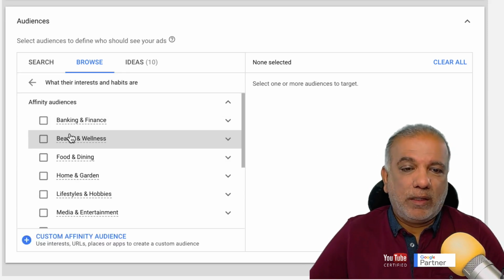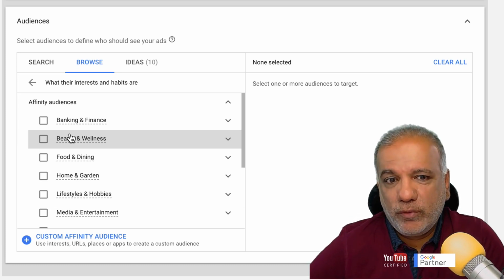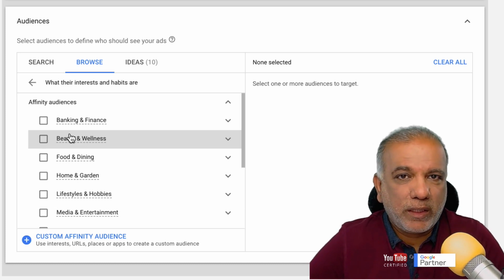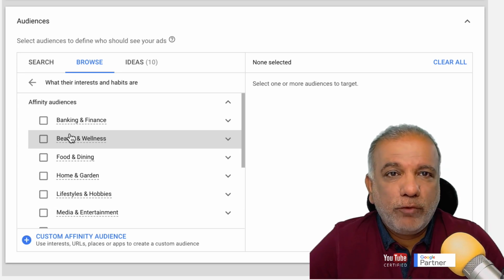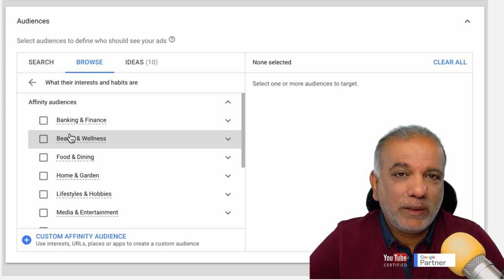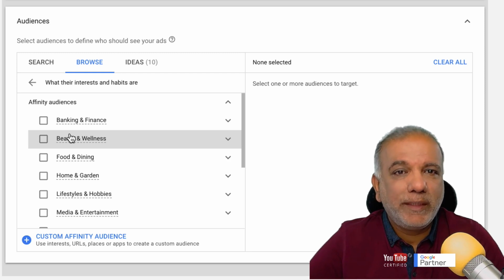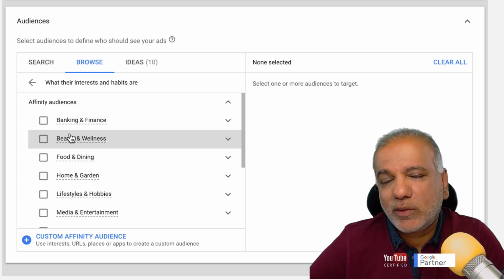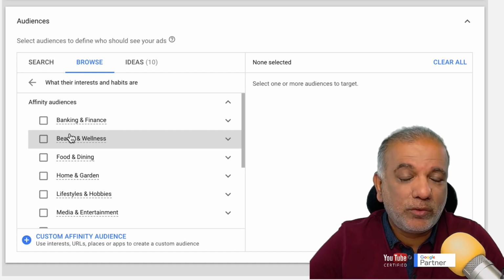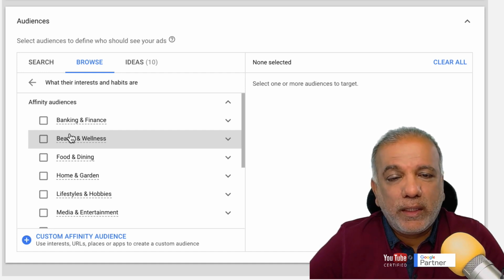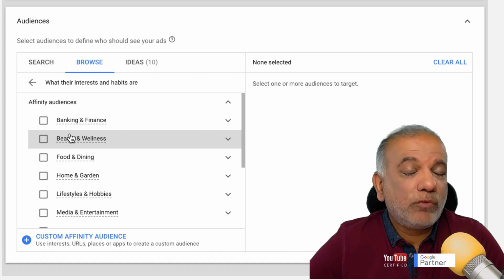Affinity. Now, a lot of people get confused between affinity and in-market audience. Affinity is long-term interest. So if I'm interested in football, Google knows my surfing and searching history. They will know that I will go and check out the score of the football matches pretty much on a daily basis during the season. And that is what we call affinity.